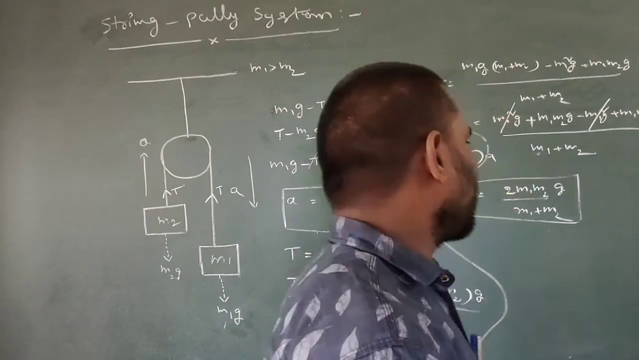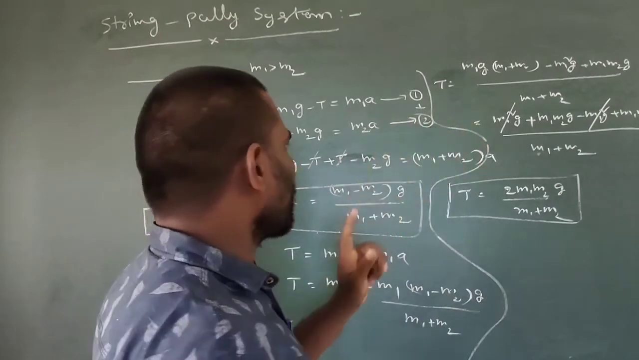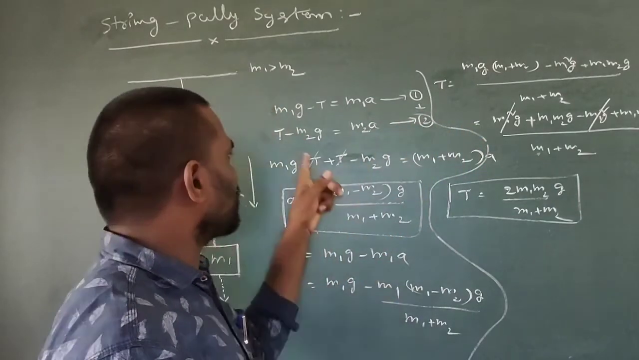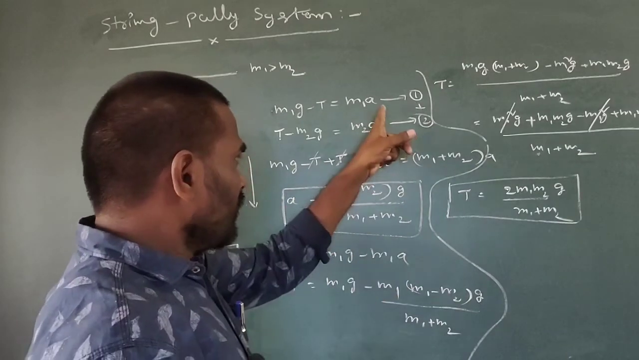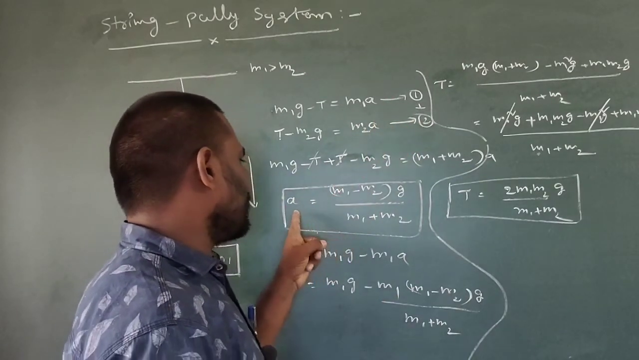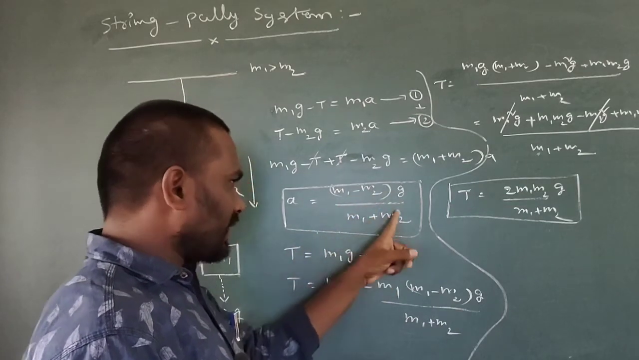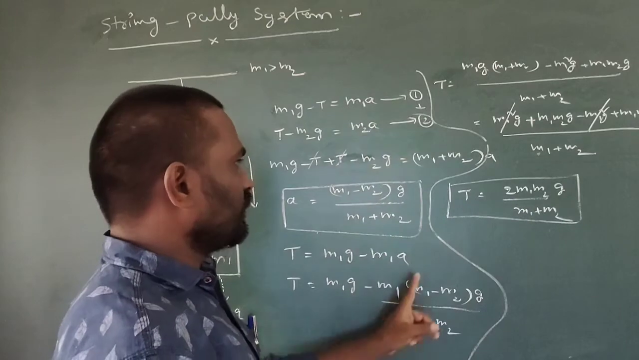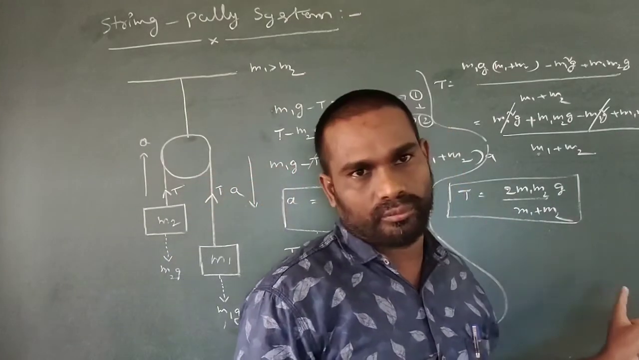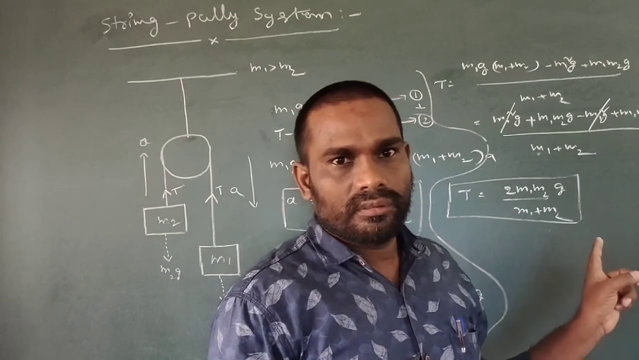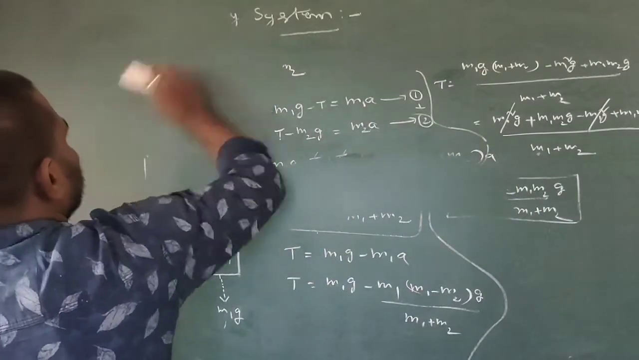Okay, the net force acting on the first body, that is m1g minus T is equal to m1a, that is equation number 1, and the net force acting on the second body, that is T minus m2g is equal to m2a, that is equation number 2. Adding these two equations, you will get the acceleration. Acceleration a is equal to (m1 minus m2) into g by (m1 plus m2). Substituting this acceleration in equation number 1, then you get the tension force. Tension T is equal to m1 m2 g by (m1 plus m2). That is the first example.